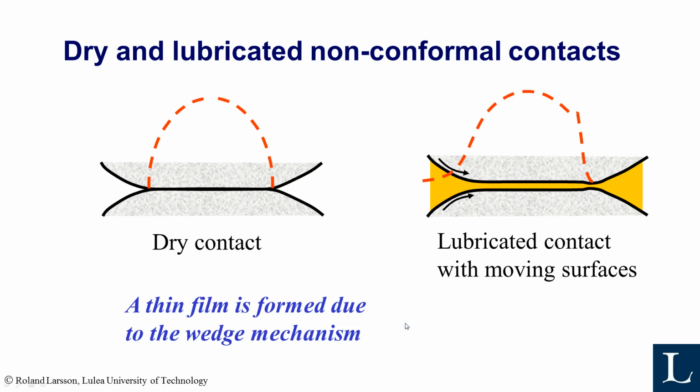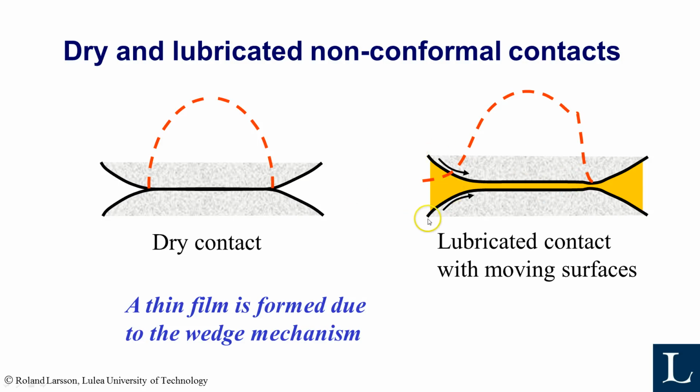So if we start from the dry contact and then suddenly we start moving the surfaces, they start to roll in contact with each other, and you have some lubricant nearby here. When the surfaces start to move, they are actually bringing some lubricant in between the surfaces, in the gap. Since the lubricant sticks on the surface, it forces itself in between the surfaces and forms a hydrodynamic lubrication. It's a wedge.